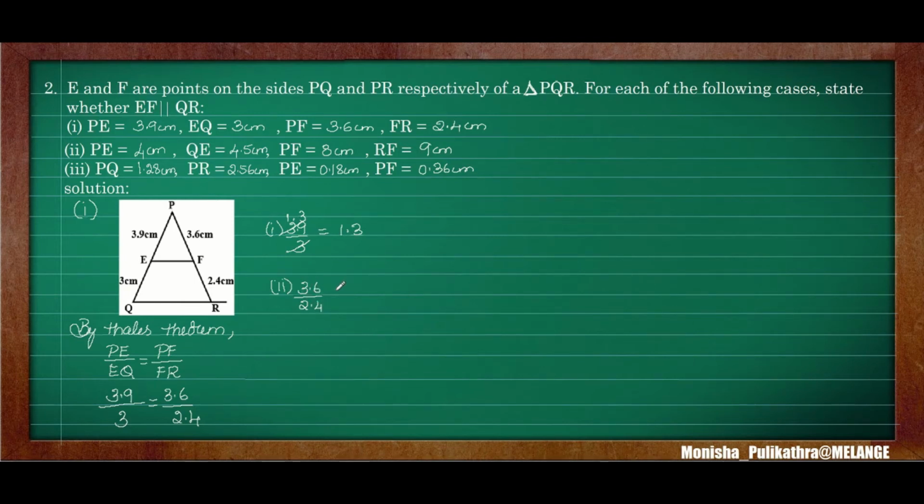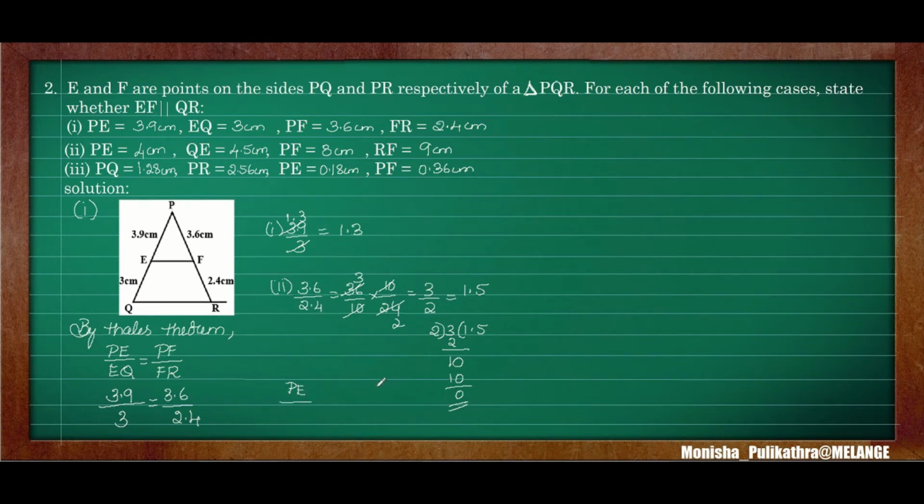Since the decimal point is there, we can even remove it and calculate. That is 36 divided by 10 into 10 by 24. The 10s cancel. 12 2s are 24 and 12 3s are 36. That is 3 by 2. If we divide 3 by 2, we get 1.5. When we divide 3 by 2, 2 1s are 2, remainder 1. If you put a point, you have to put a 0 here. 2 5s are 10. So 1.5. Here, the ratios are not equal to each other.